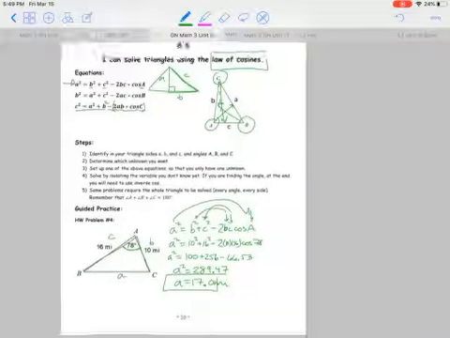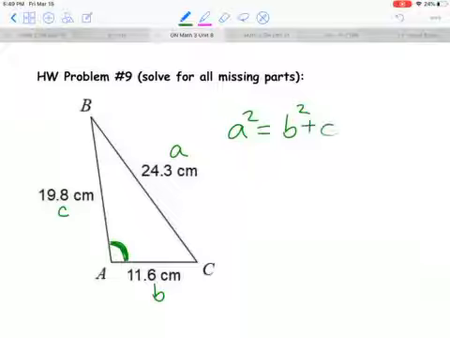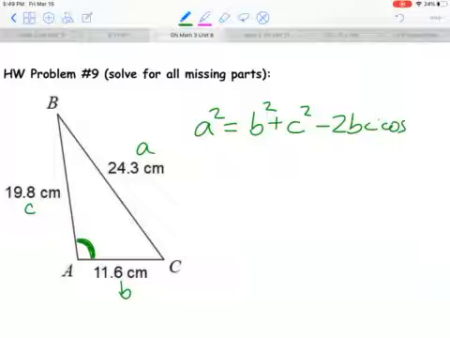So let's take a look at another practice problem here. Let's say I'm trying to find angle A. Okay? So if I want angle A, and this is side A, side B, and side C, whichever equation has angle A in it is the one you want to use. So a squared equals b squared plus c squared. We know all of those. Minus 2bc times cosine of A. Notice this is the only piece I don't know, so that's the one I want to use.